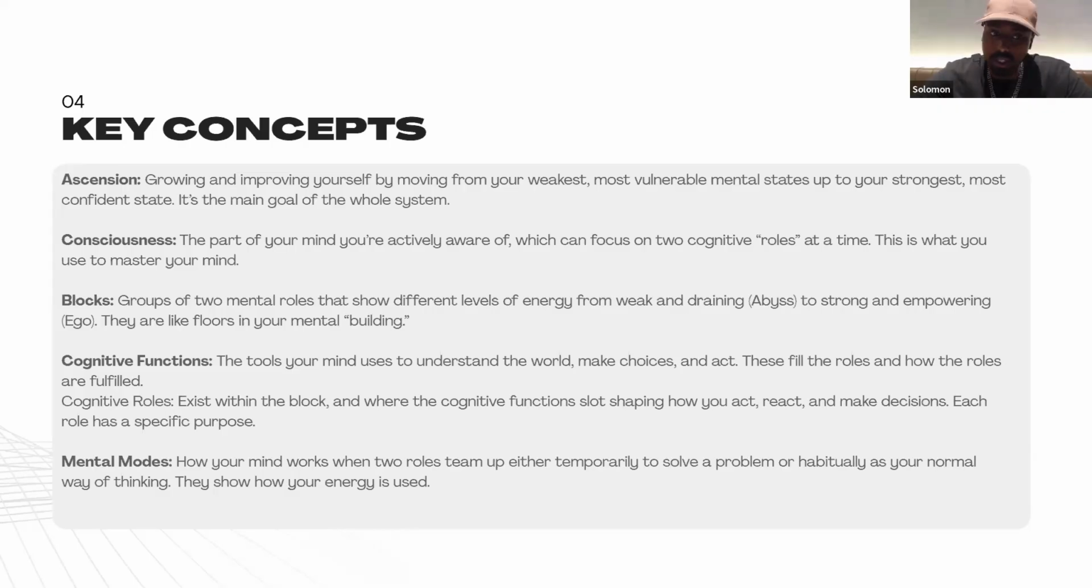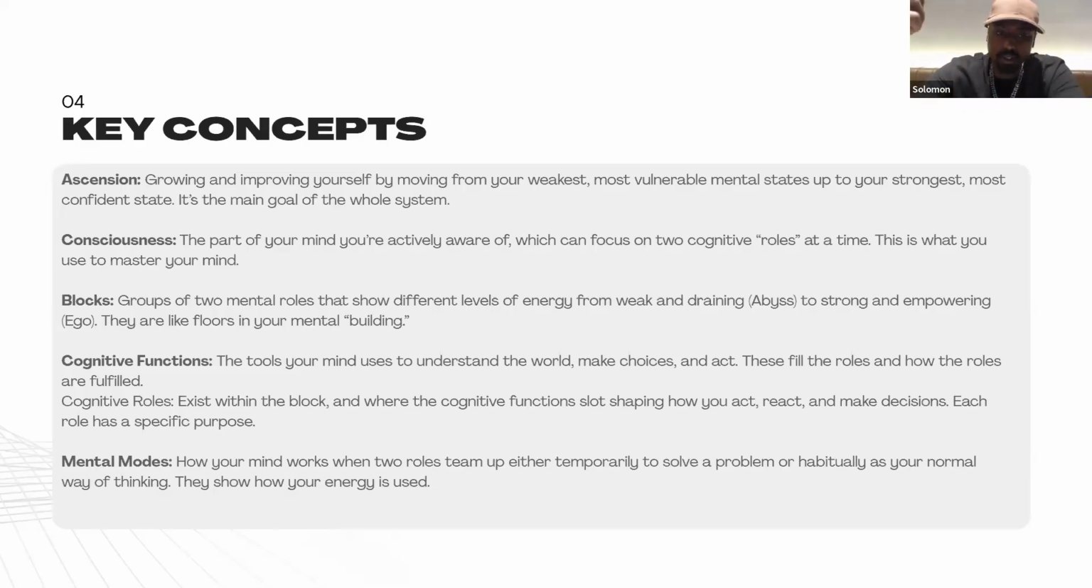The second concept that we got is called consciousness. Now, this is the part of your mind that you're actively aware of. And in this system, you're going to be aware of, at a base minimum, two different cognitive roles. I'll get to what cognitive roles are in a little while. But then we got blocks. A block is basically a group of two mental roles that show different levels of energy, from weak and draining, which is the abyss, to strong and empowering. They're like floors in the mental building. Later in the presentation, I'm going to show you the diagram of Model S, so you'll be able to actually visually see the blocks themselves.